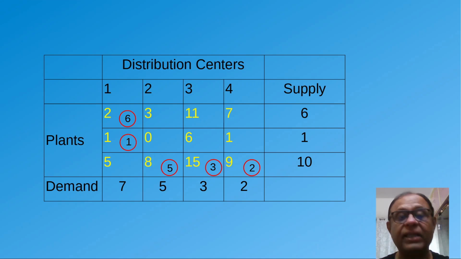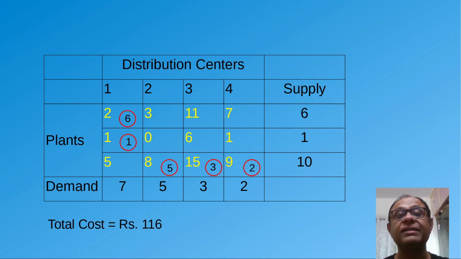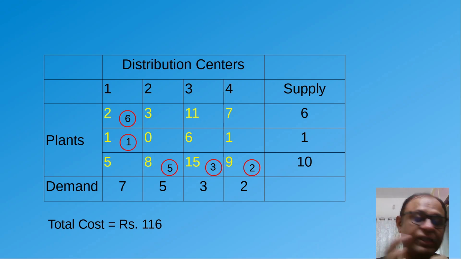Now, this is a balanced problem. Remember one thing, here the demand is equal to the supply. Now, the total cost for this is 116. Well, this is by no means the optimal cost, but this is an easy way of allocation so that you get a feasible solution. Such solutions, a solution just demonstrated here, is a feasible solution. Why? Because the supply has met the demand. So it's a feasible solution.